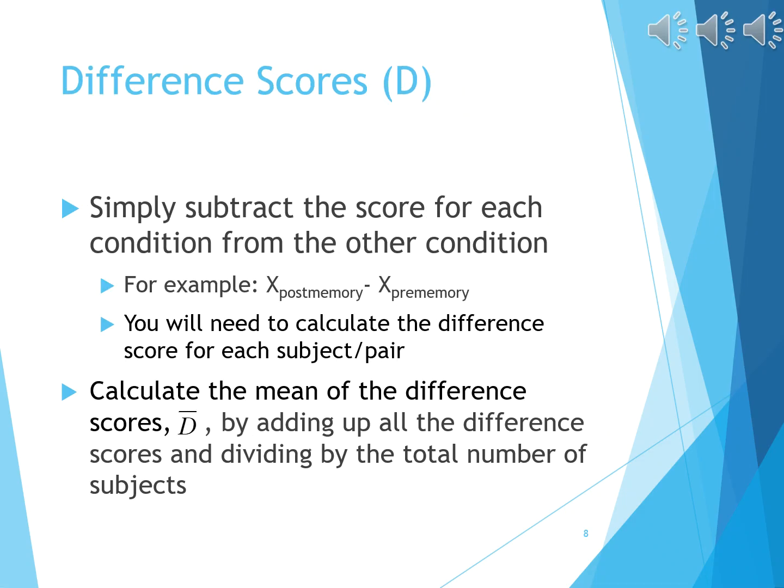So in order to calculate these difference scores, which are represented by an uppercase D, all we have to do is subtract the score from one condition from the score from the other condition. But you do want to be careful about this, because you can do it either way, but the interpretation of the results will change based on the order that you do this in. Let's give an example.